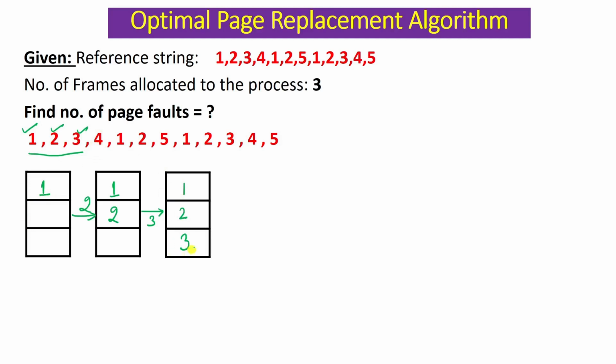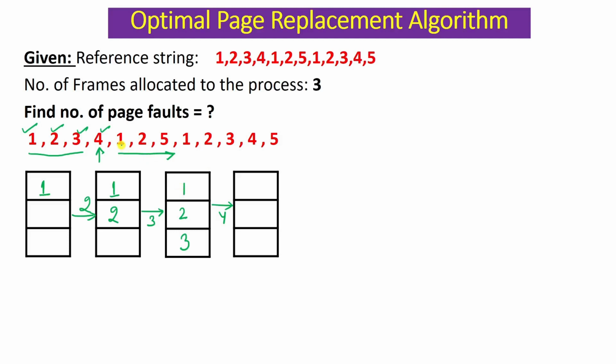So 4 is again not here in any of the frames, so 4 will generate page fault. Now the question is, which page should I replace? So the optimal algorithm says that you are currently here. Now see the future, in the forward direction. Out of 1, 2 and 3, the pages which are actually present inside these frames, which page is getting used after a very long period of time in the future.